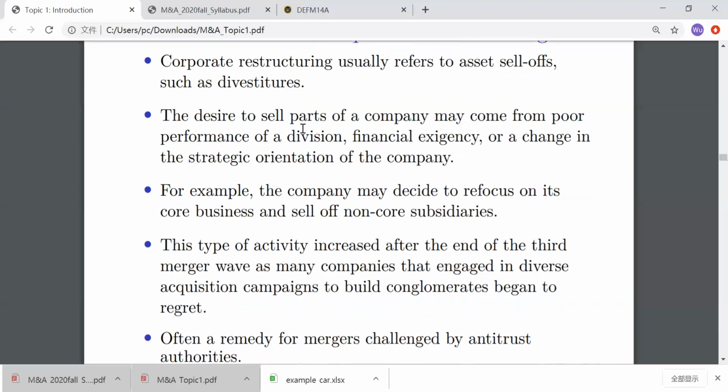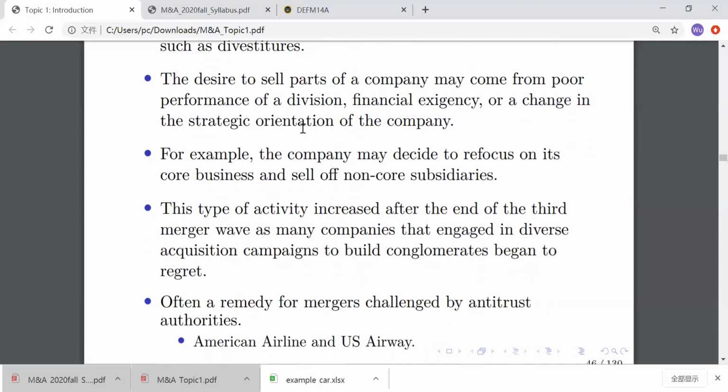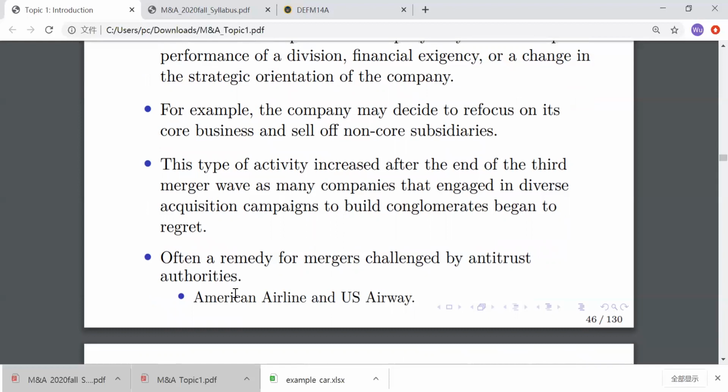And when the company feels that one of the subsidiaries is inefficiently operated, they might try to refocus on the core business and sell the subsidiary, right? And this type of activity increased after the end of the third merger wave, right? Because the third merger wave involved building up many large conglomerates, right? Now, if you form a conglomerate that consists of many irrelevant businesses in many different industries, one of the problems, obviously, is that irrelevant businesses, if they're run together, might cause inefficiency, right? So that's why divestiture becomes more popular, right? They might sell the company that they originally bought, right? That's the idea. And again, divestiture is one of the remedies for mergers, right?